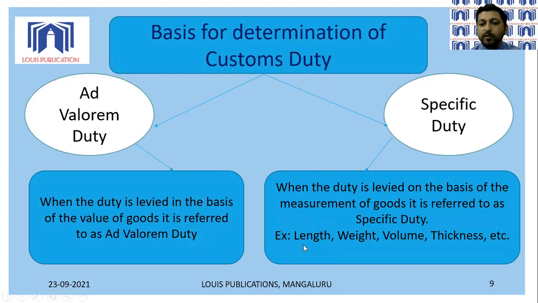It can be on the basis of the length of the product, the weight of the product, the volume of the product, the thickness of the product, etc. So specific criteria is considered for the levy of customs duty. That's why it is called a specific duty.